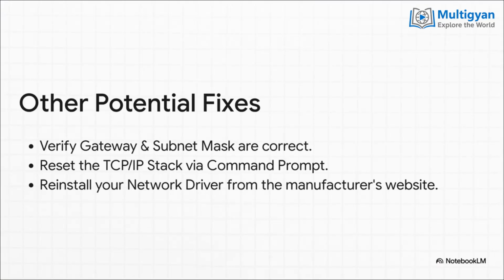All right, we've got 3 other suspects to look at. First, just double, even triple check your gateway and subnet mask settings. A single typo in there is like having the wrong zip code on a letter. It's just not going to get where it needs to go. If those look good, you can try resetting your computer's entire networking brain, the TCP/IP stack, right from the command line. This can clear out weird software glitches. And finally, if all else fails, a corrupted network driver could be the bad guy. Reinstalling it fresh from the manufacturer's website gives your hardware a clean slate.